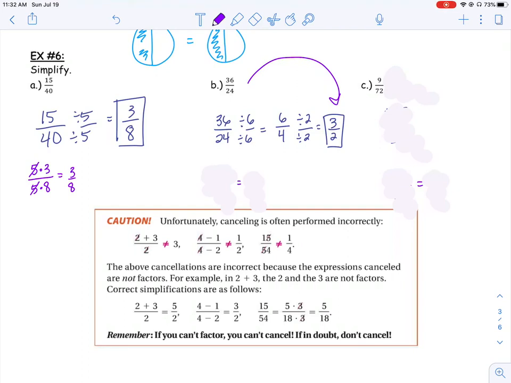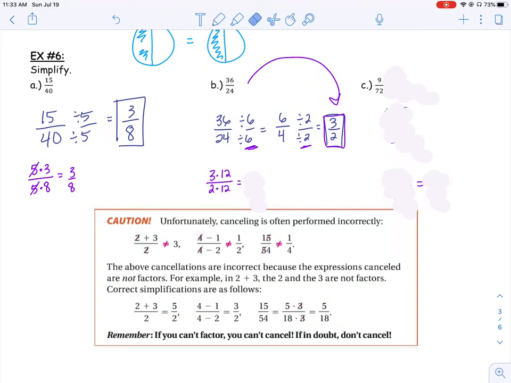Now, if you didn't notice the 6, maybe you started with a 2 or a 3, and that's okay as long as you keep dividing by factors until you get down to numbers that don't have any common factors, like 3 over 2. Or maybe you noticed right away that the numerator and denominator, 36 and 24, are both divisible by 12, and maybe you reduced them by 12 right away. That's fine too. But no matter what, we should always be able to reduce it down to the same fraction of 3/2.